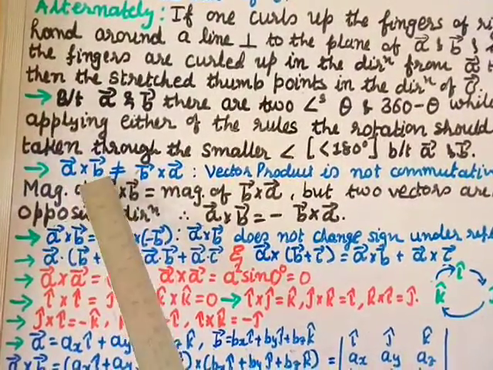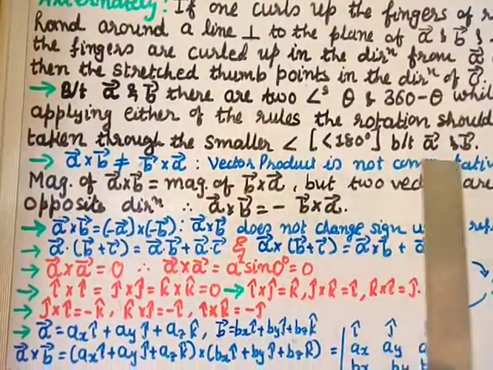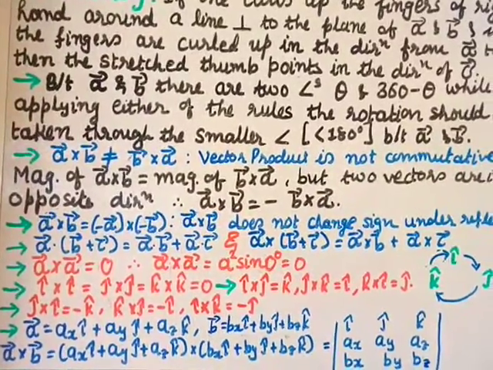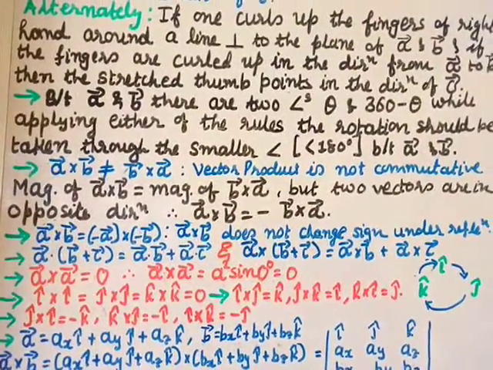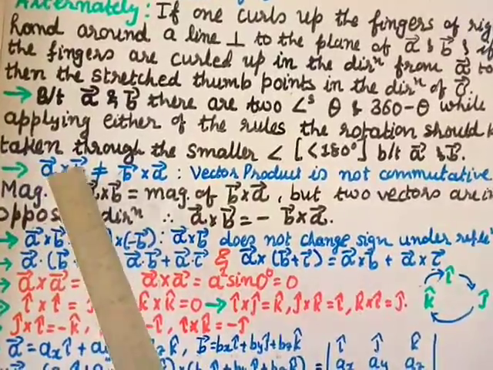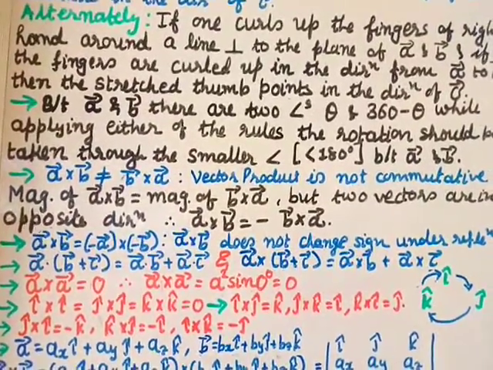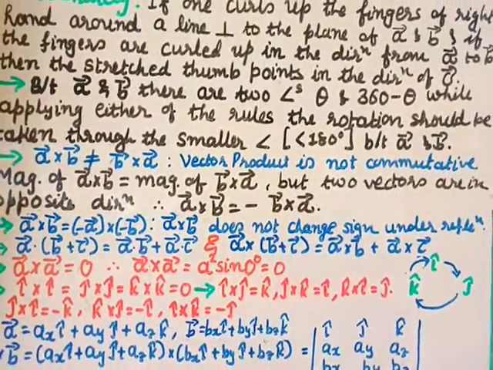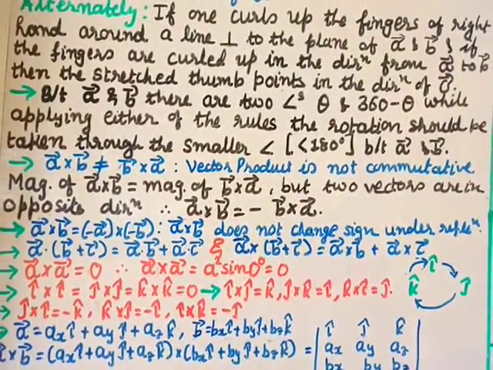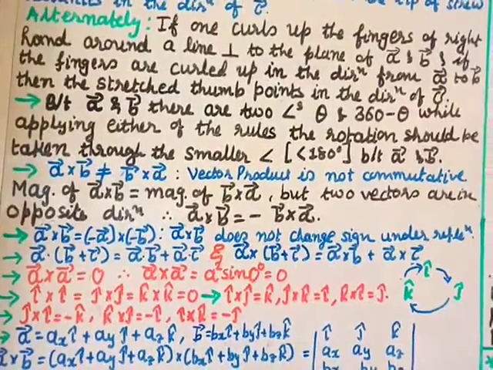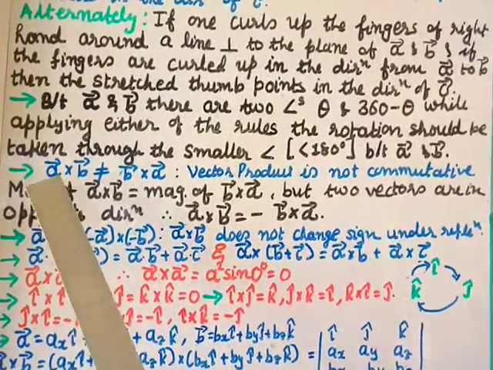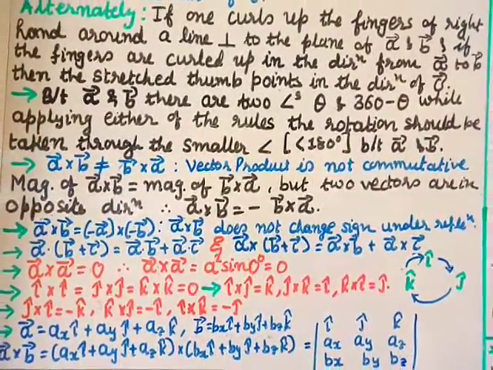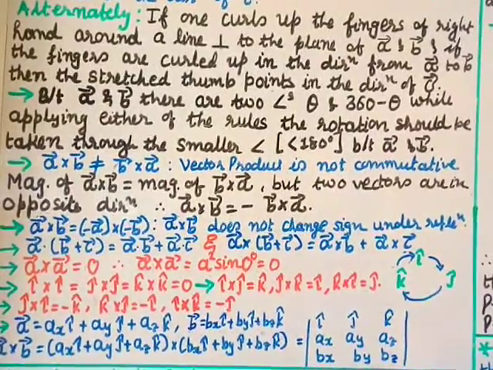A cross B is not equal to B cross A. Vector product is not commutative. Scalar product is commutative, but vector product is not, because A cross B, as we saw in the figure, is upward, but B cross A will be downward. So the direction will be opposite. One is upward, one is downward. The magnitude will be the same, but the direction is different. Therefore, A cross B is not equal to B cross A. That means vector product is not commutative.